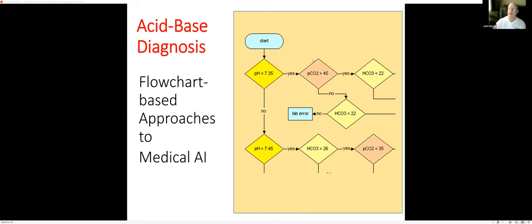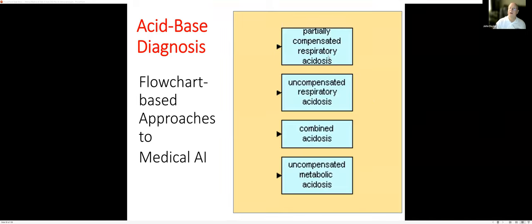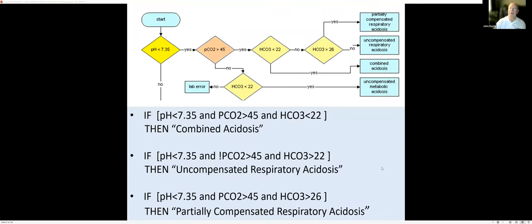And I'll show you that in a little while. So it shows you how the algorithm is carried out, and it may result in a partially compensated respiratory acidosis or combined acidosis, depending again on where you go in the flowchart. So here's an example in more detail.